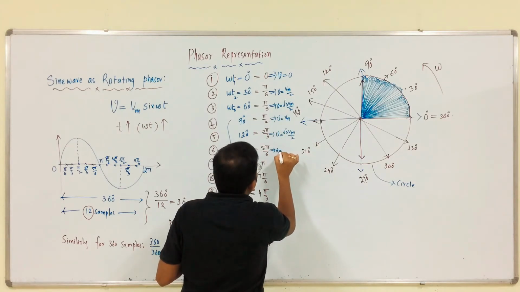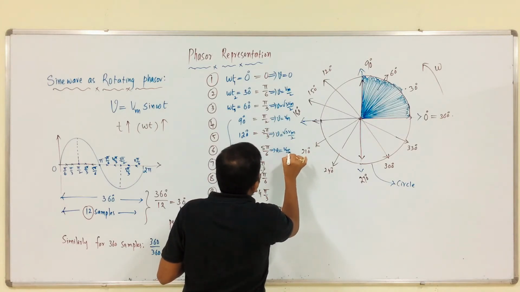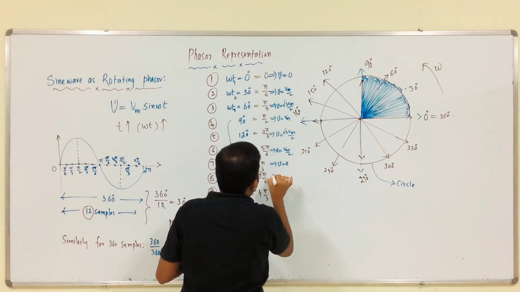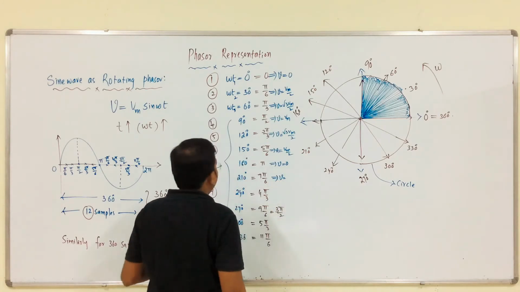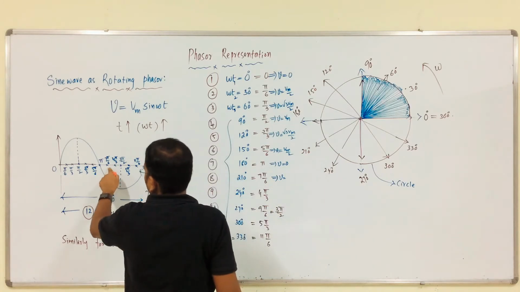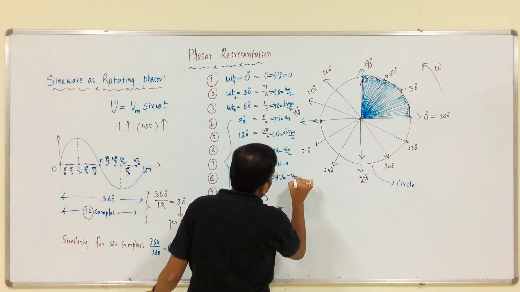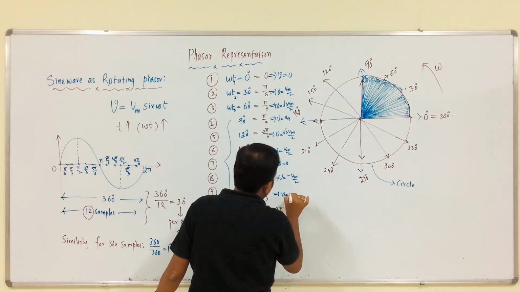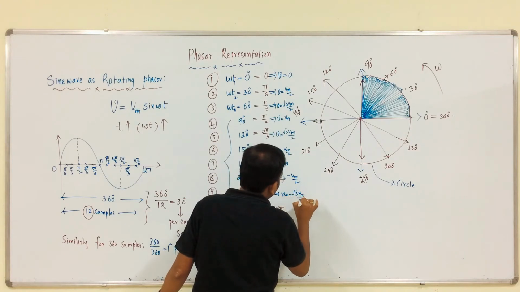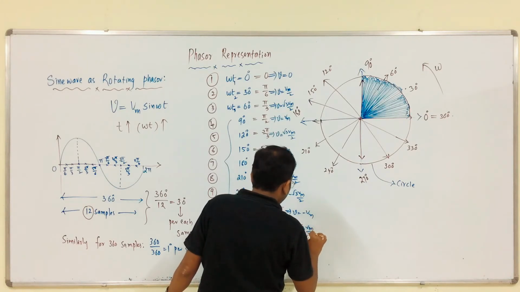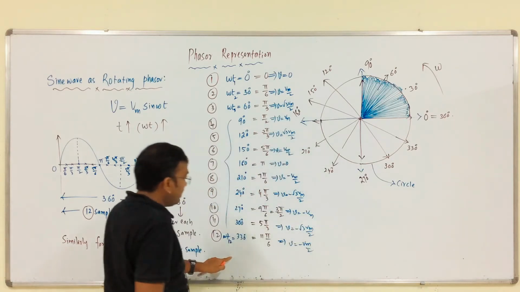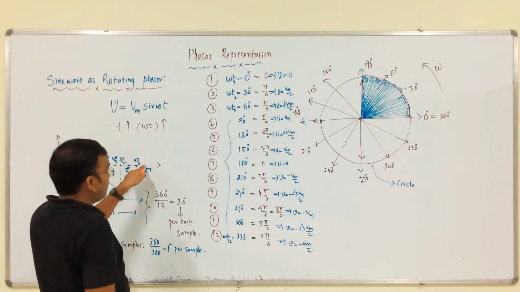From this, Vm by 2, then V is equal to 0. This is 210 degrees. This is minus Vm by 2, minus root 3 Vm by 2. At this instant, V is equal to minus Vm, then minus root 3 Vm by 2, then V is equal to minus Vm by 2. At 360 degrees, we will get 0, right. At this instant, we will get 0.